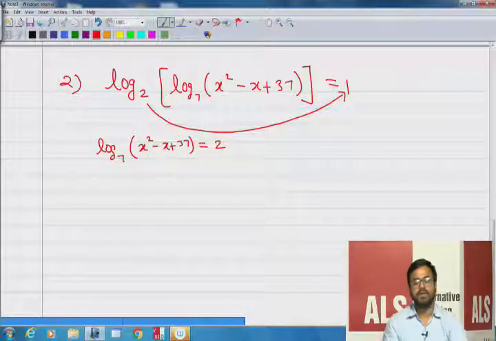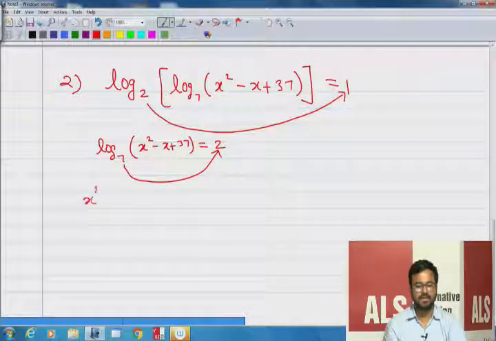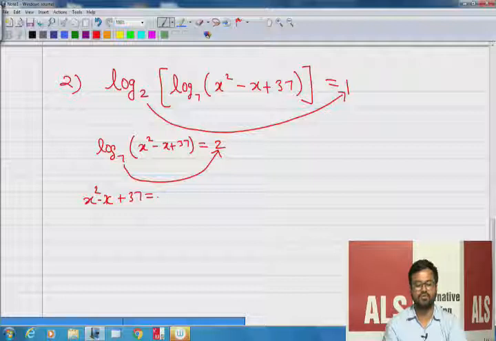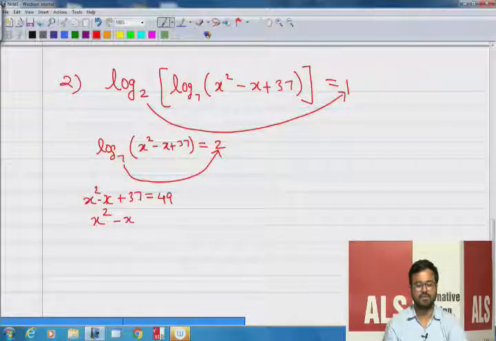Now again we will eliminate the second log. So it will be 7 to the power of 2 equal to this thing, x square minus x plus 37 is equal to 7 raised to the power of 2, which is 49. Now you can take this 49 on the left hand side. So 37 minus 49 is minus 12 is equal to 0. You can factorize this one. You can solve this equation by factorization or by any method of quadratic which you know.